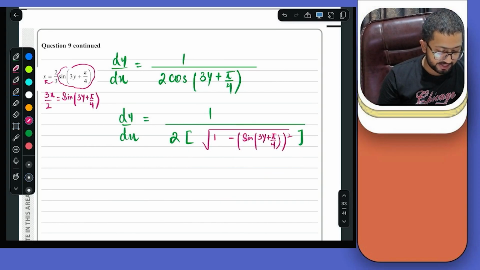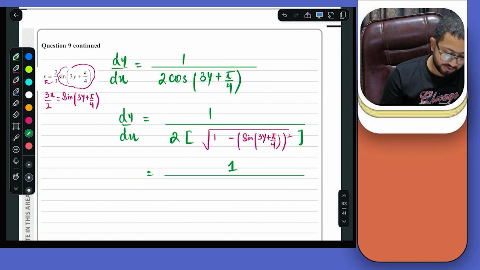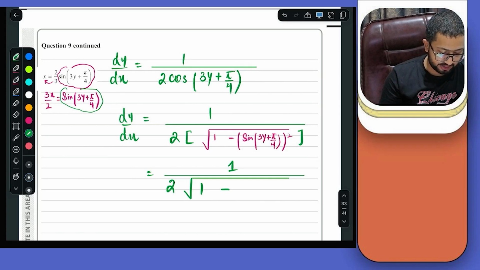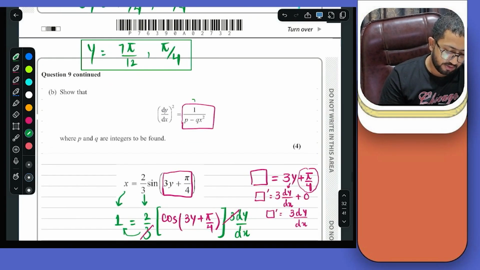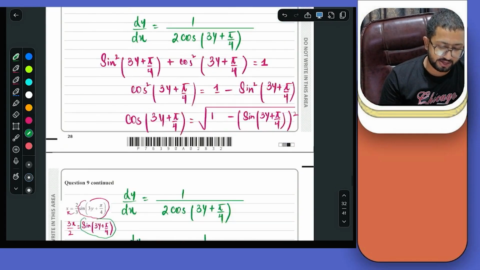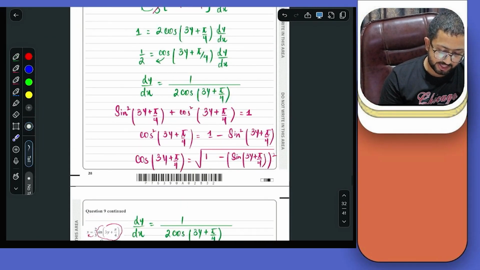So now our goal has been completed. I can convert our question in terms of x actually. 1 minus, what is the value of sine (3y plus pi by 4)? 3x over 2. Simple. So always remember in P3 we have a lot of questions like this. At the end we have to see what we want to show. We want to show our answer without trigonometric functions. So it's very simple. I will explain again, beta.